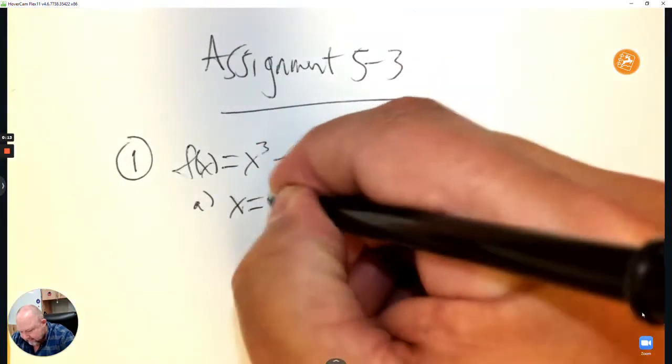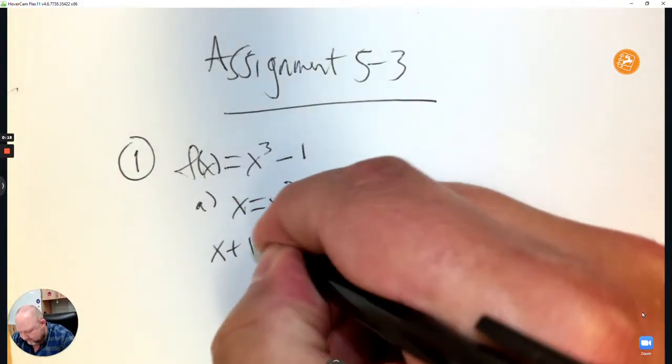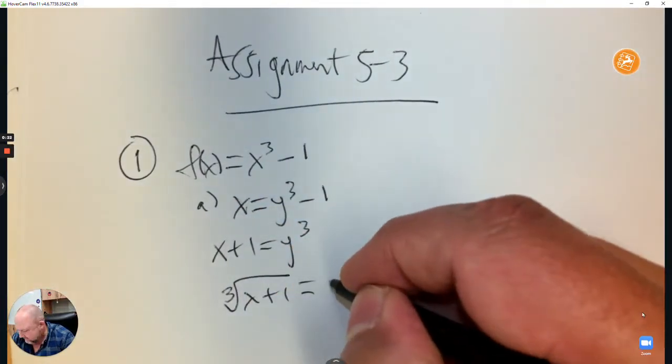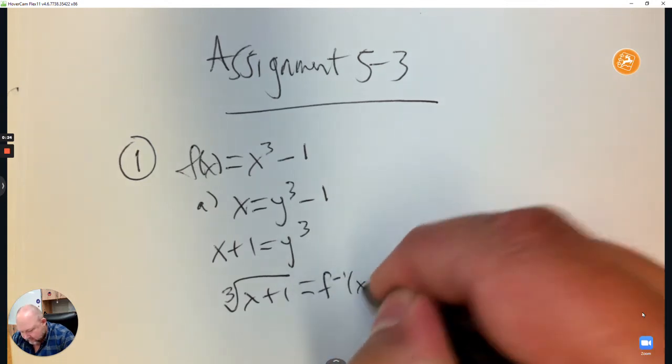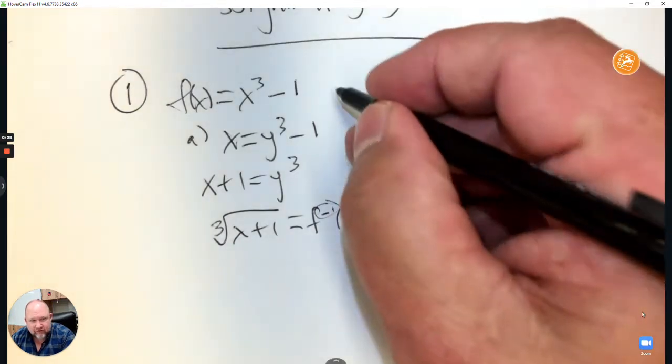So let's start. X and y, they switch. And then I'm going to solve for y. So I'm going to add 1, and I'm going to cube root. There it is. And the symbol for that is this for inverse. Often that doesn't get used as much. Notice how it got defined as g at x.